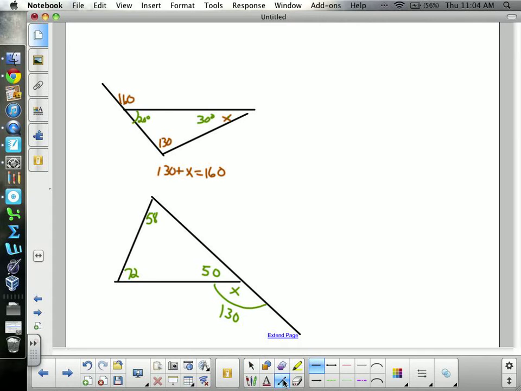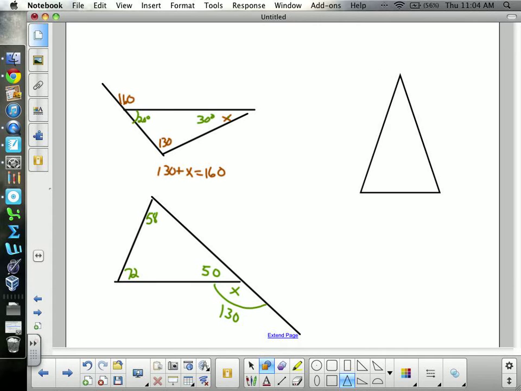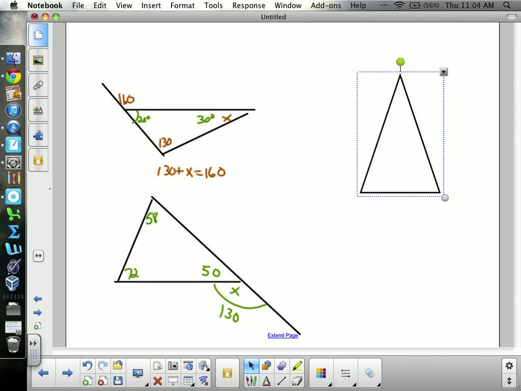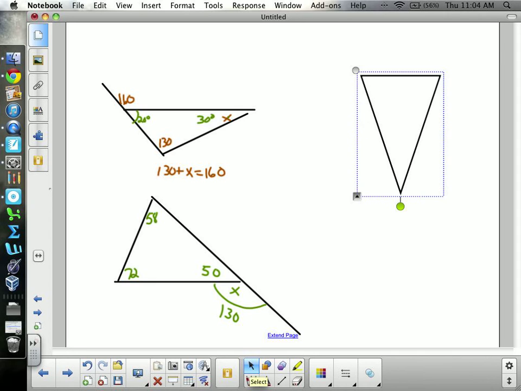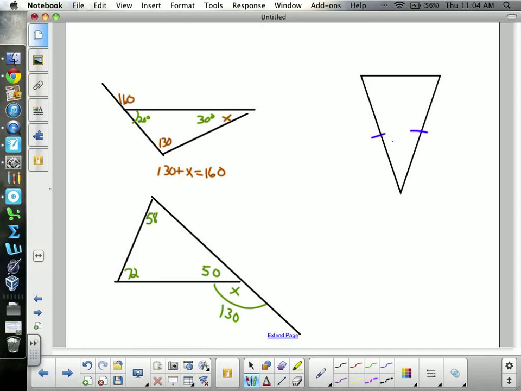For number 15, it said find the value of x, and it gave us a nice isosceles triangle. So let's give ourselves a nice isosceles triangle, except it was rotated. Good triangle. All right. And it wanted us to find x right here.